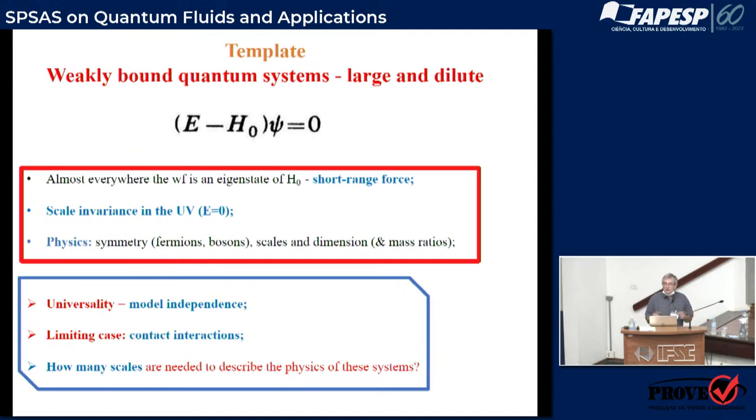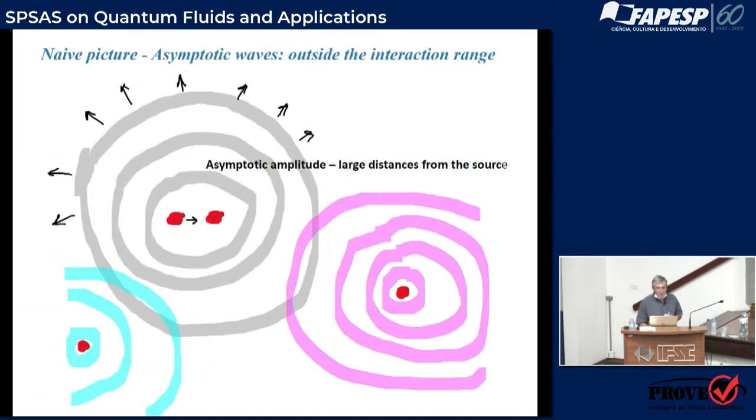Then, of course, naturally you will ask how many scales. When you have, for example, a four-boson system, a 10-boson system, how many scales? Or fermions? Maybe fermions is different. Why? Because you have the Pauli principle, and maybe at short distance you kill your wave function and some of these problems disappear. I will talk about these ideas over and over, and I hope this message will be kept with you.